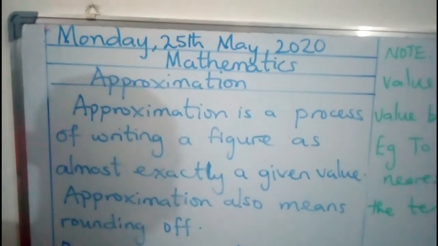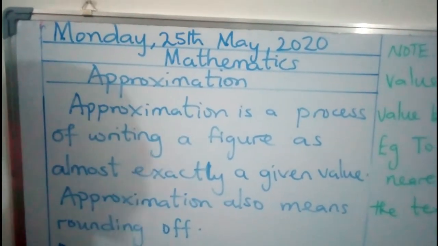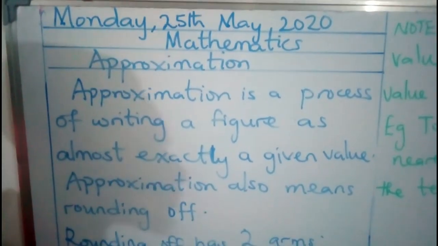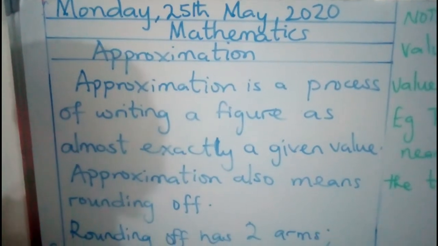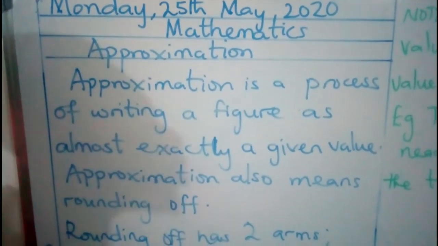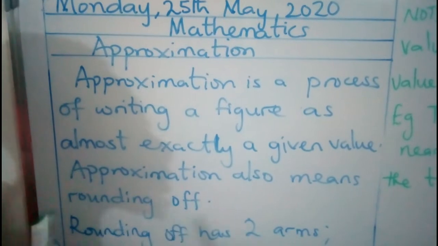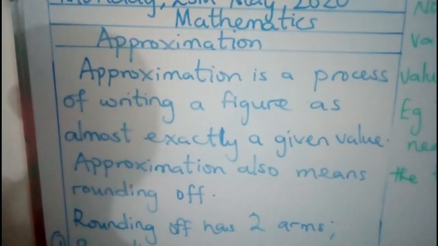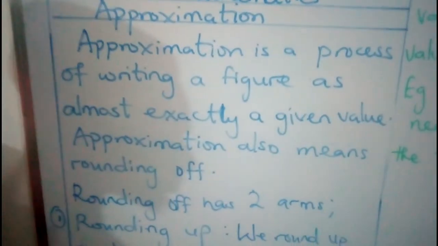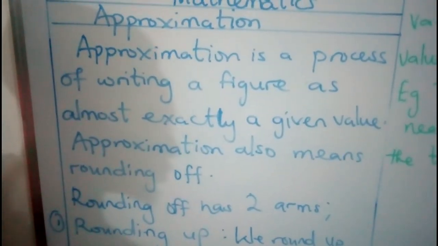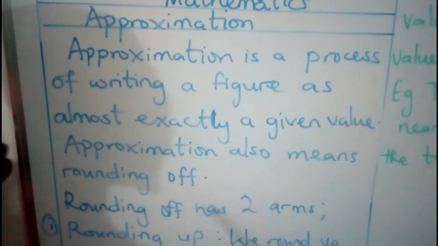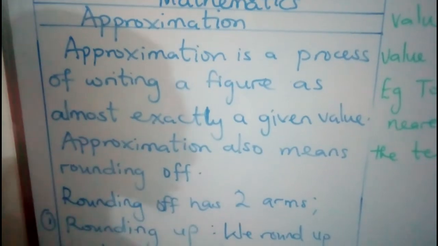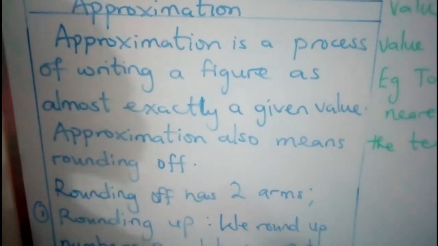Approximation, that's the topic, and it's a process in mathematics of writing a figure as almost exactly a given value. Approximate means what? Almost exactly a given value. Now, approximation also means rounding off. Get this into your head: either the word approximate is used or the word round off is used. So they mean the same thing.